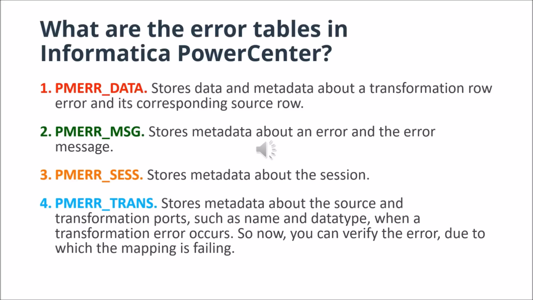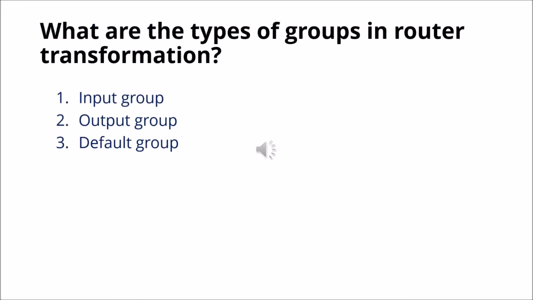What are the types of groups in router transformation? We have a total of three types of groups in router transformation. One is the input group, to connect the input fields, and the second one is the output group. We can create multiple output groups based on conditions. And the third one is the default group. If any condition is not satisfied in the output groups, then the row comes to the default group.